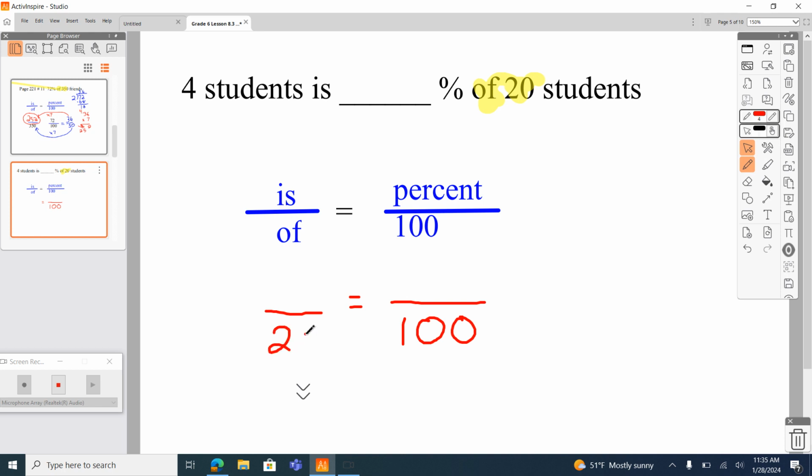And that means that this number 4 students, is closer to the word is than it is to the word of. It's going to go on the top. And I've suggested that you memorize this math fact. 20 times 5 is 100. So I'm going to do the same thing on the top. 4 times 5 is 20.